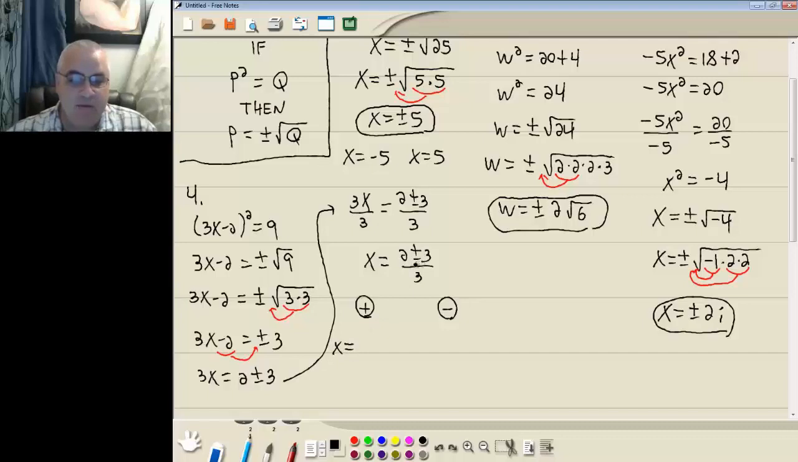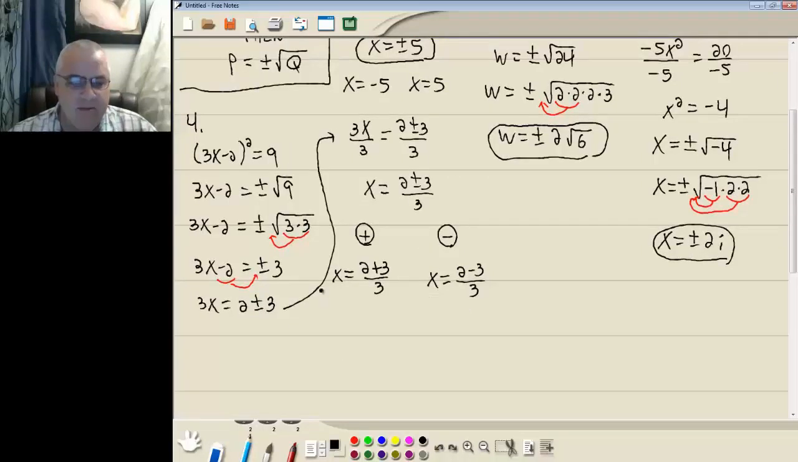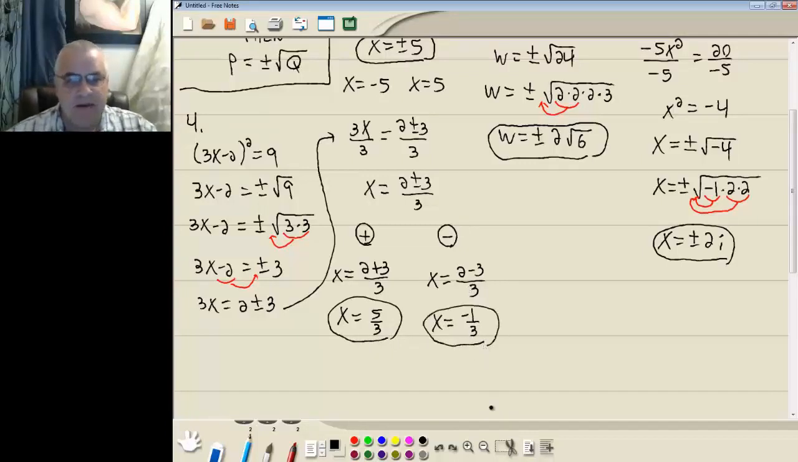What that plus or minus means is we're going to have x is equal to 2 plus 3 over 3, and we'll have x is equal to 2 minus 3 over 3. Now see, after I split those up into two separate pieces, I can simplify it. 2 plus 3 is 5, so we got x is equal to 5/3. And over here we got 2 minus 3, which is negative 1, so we got x is equal to negative 1/3. And those are our two answers.